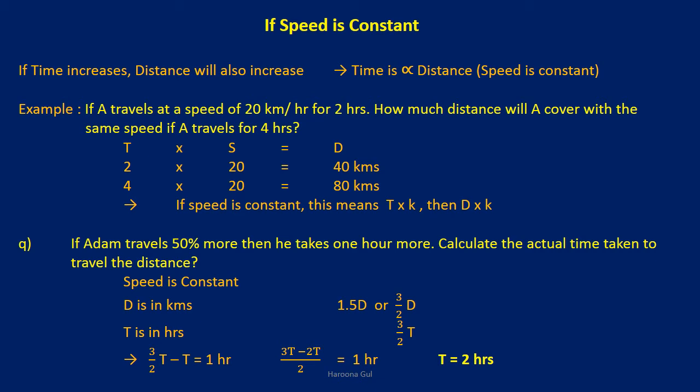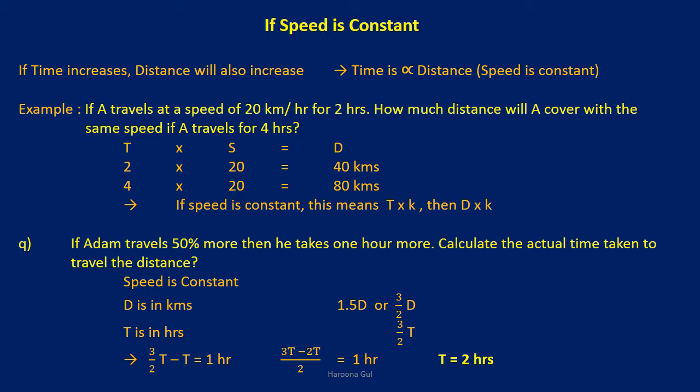We will now look at the different scenarios in order to solve problems accordingly. We will first look at how time and distance increase or decrease if the speed remains constant. So, if speed is constant and if time increases, distance will also increase. This implies that time is directly proportional to distance, provided speed is constant.